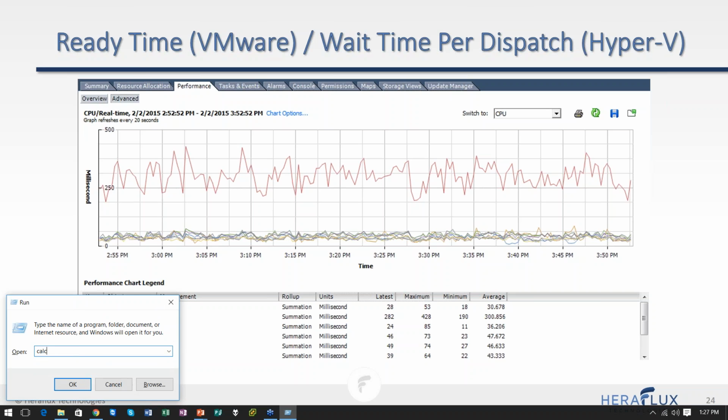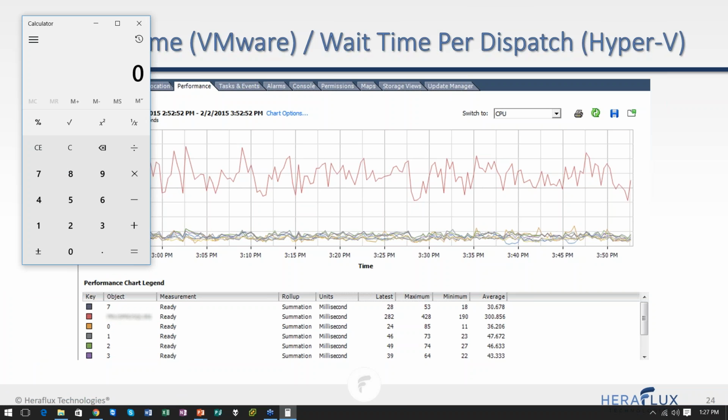So nice and simple. Calc. Let's pick the biggest one on the screen here over the last hour. So 85 milliseconds, out of 20,000 milliseconds in that polling interval, 20 seconds, times 100%. So the absolute worst CPU overcommit in the last hour was a 0.425% performance penalty.